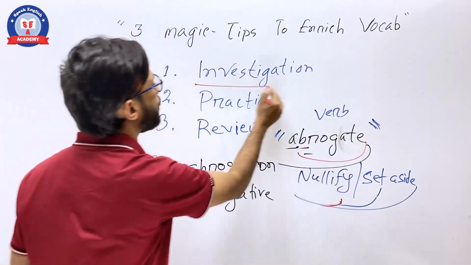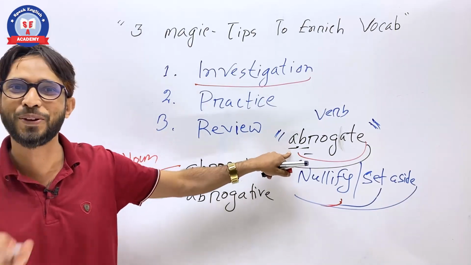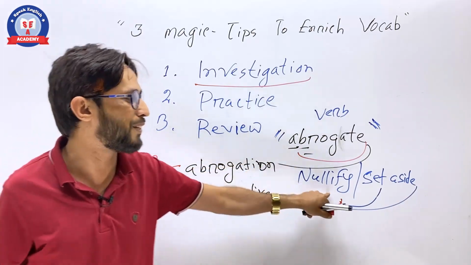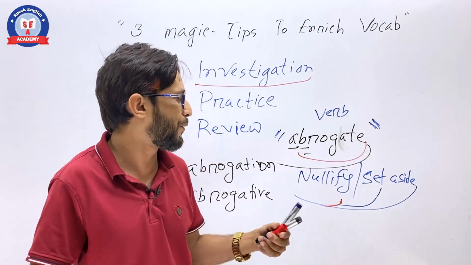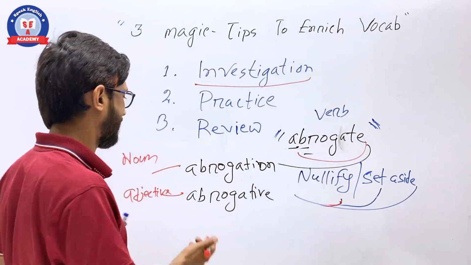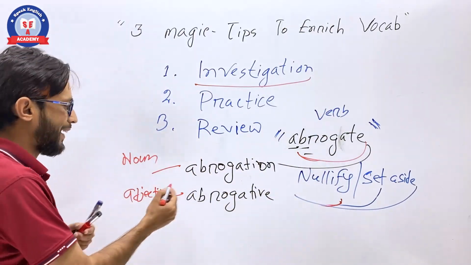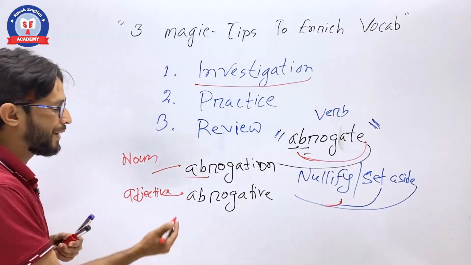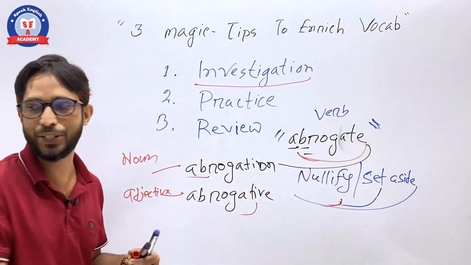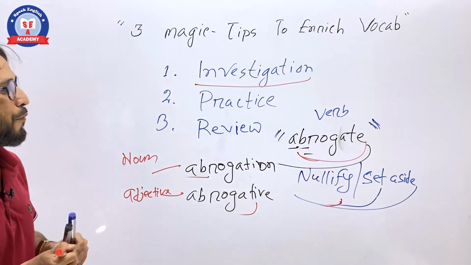That is all about your investigation. And now you know what's the meaning of this word. Abrogate means nullify or set aside. You know what is the antonym of this word: something legalized. And you know the form of this word. It's a verb, and it has a noun, abrogation. It has an adjective, abrogative. So that is the short investigation of this word abrogate.